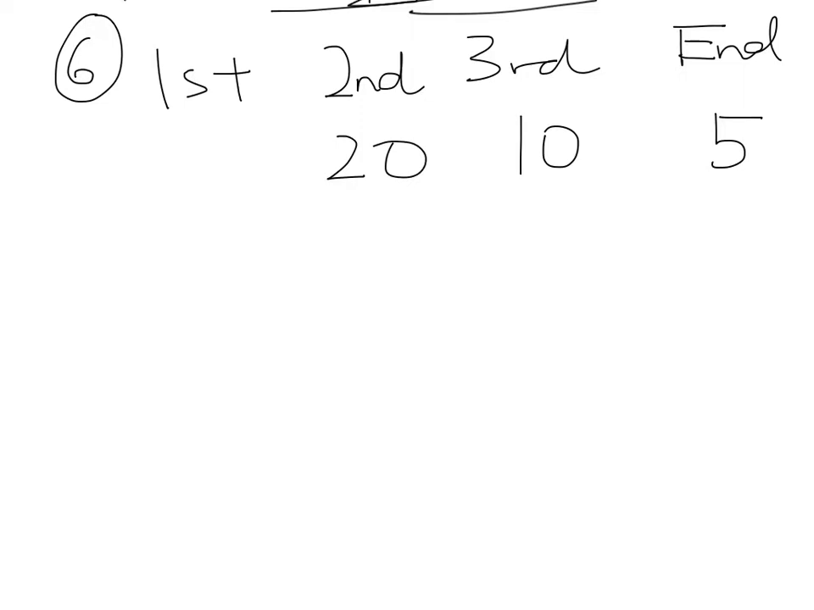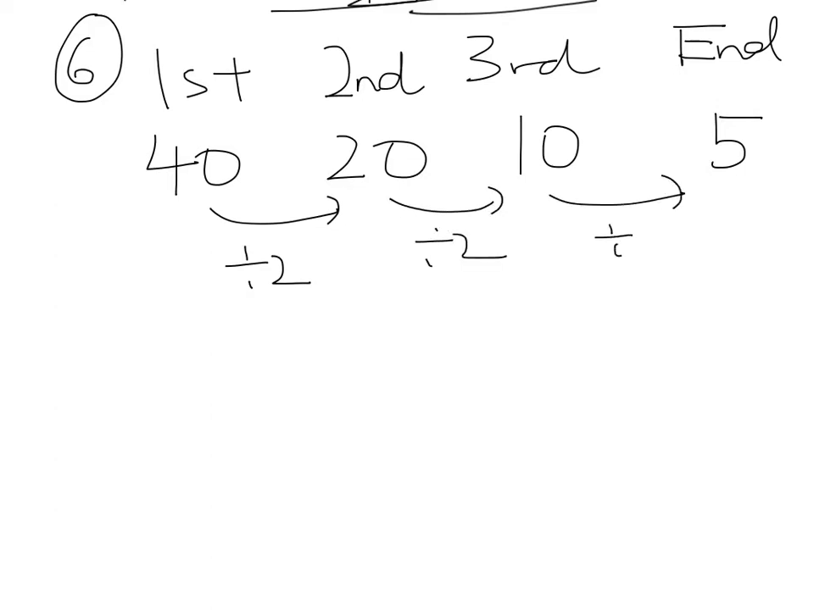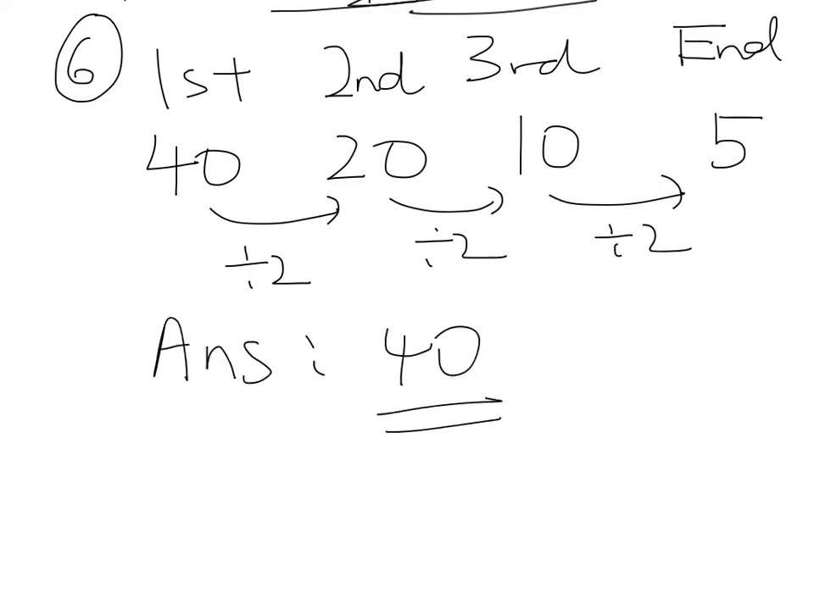She gave half before, and she met the first friend, which was 40. So if we do a quick double check, 40 divided by 2 after she gave half was 20. 20 divided by 2 was 10. 10 divided by 2 was 5. So the answer for question 6 is 40 cupcakes.